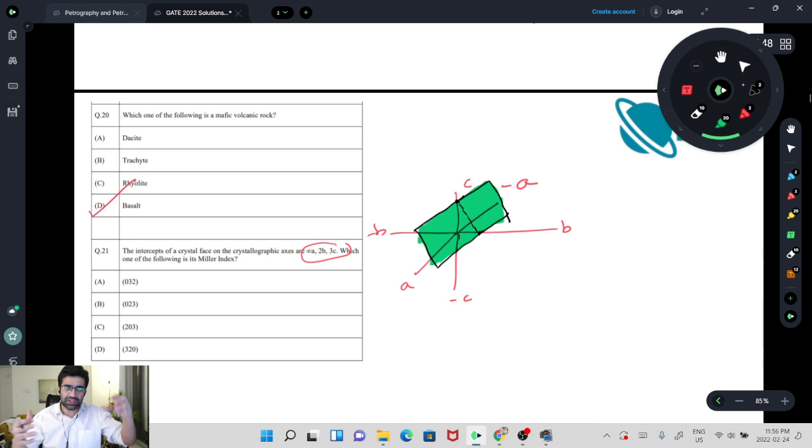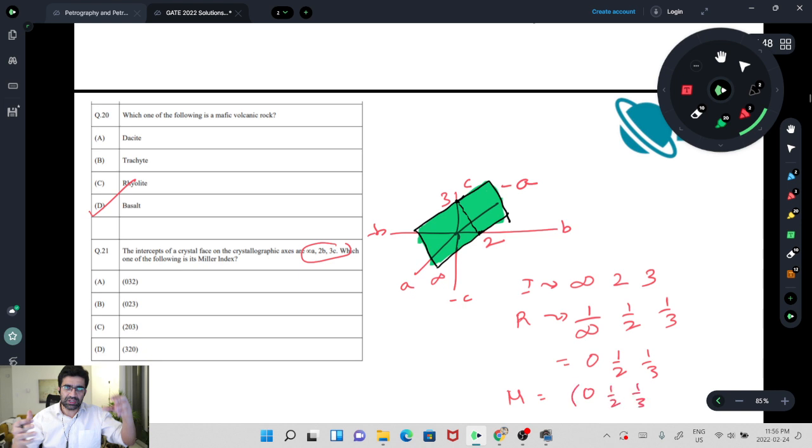So you have to find the Miller indices, and the intercepts are given to you. So intercepts are infinity, 2, 3. Then you have to take reciprocals, which will be 1 by infinity, 1 by 2, 1 by 3, which will be 0, 1 by 2, 1 by 3. And then you have to multiply it. 0, 1 by 2, 1 by 3 has to be multiplied with 6, and you will get 0, 3, 2. So the correct answer for the 21st question will be A.